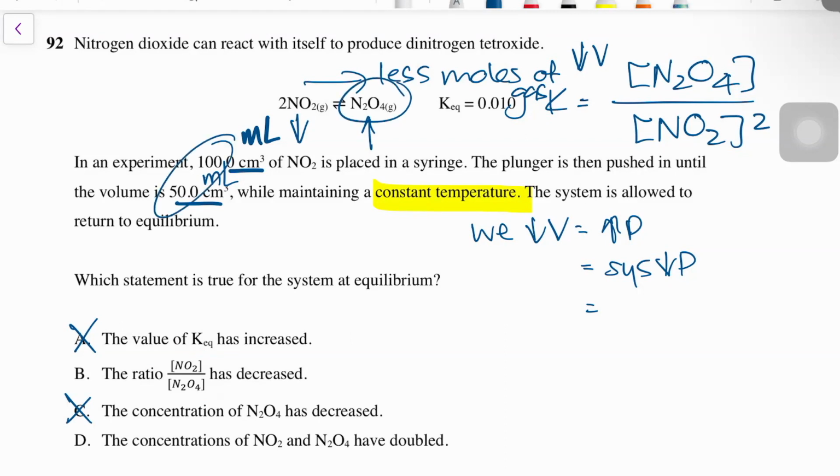And because you're shifting that way, the concentration of NO2 actually decreases. So only the concentration of N2O4 increases by equilibrium. The concentration of NO2 actually decreases. So D is true for N2O4 only and not for NO2. So your only answer by the process of elimination is B.